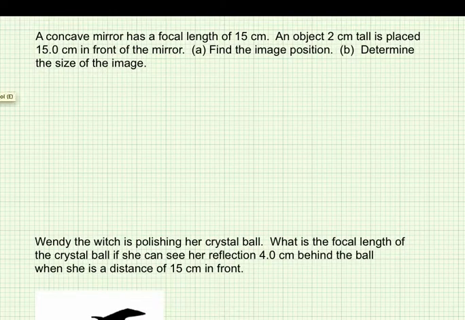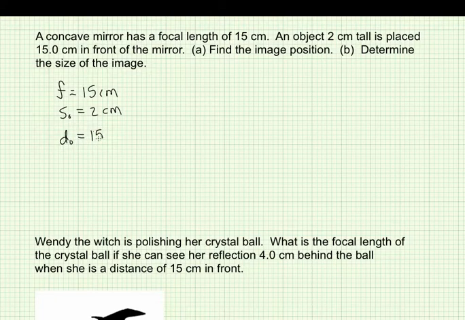Let's look at our third example. We've got a concave mirror, a focal length of 15. It's concave, that means the focal length is going to be positive 15. And I have an object that's 2 centimeters tall, so the size of my object is 2 centimeters. And I'm placing it 15 centimeters in front of the mirror, so my object distance is 15 centimeters. And the question is, find the image position.